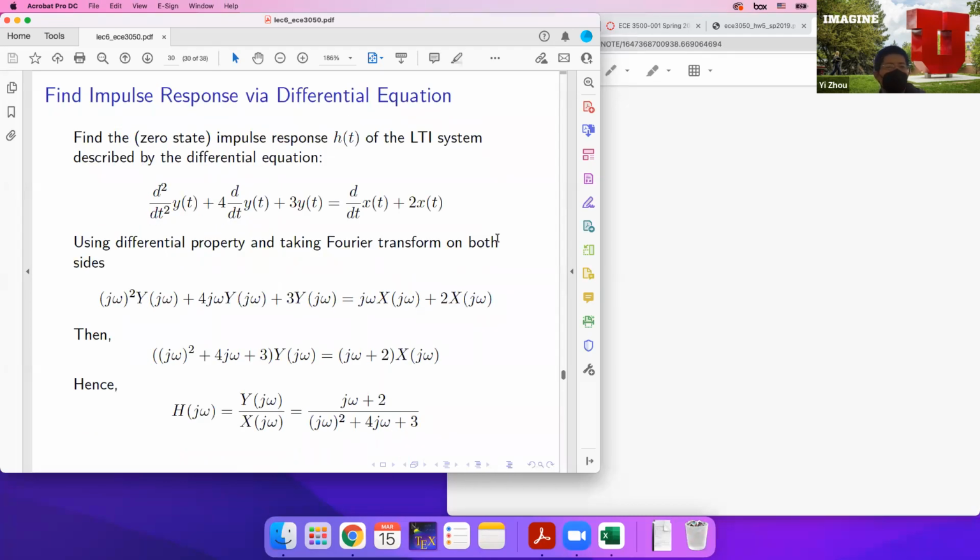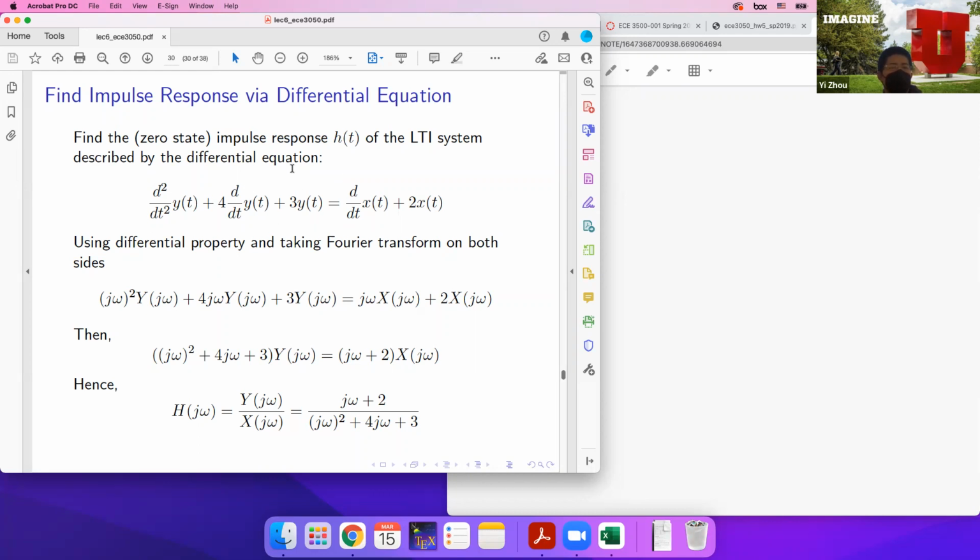Okay, so here's another example where we analyze a very specific LTI system given by a differential equation using the Fourier transform. For this LTI system, the input and output relation, which is also the system equation, is given in this form. This is a standard differential equation.